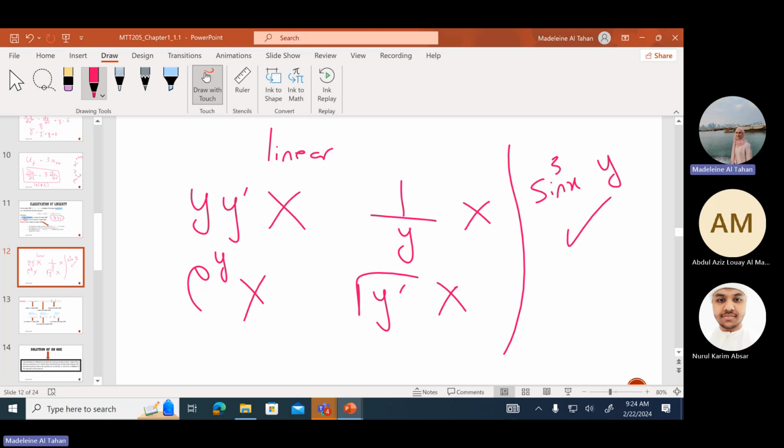Okay, what's your example? 5y triple prime plus y double prime plus 3y equals 3 sine x. Perfect. So this is what? Linear differential equation. So we know what's meant by linear, what's meant by non-linear. We will still give examples on that, but now we need to talk about the order of a differential equation.